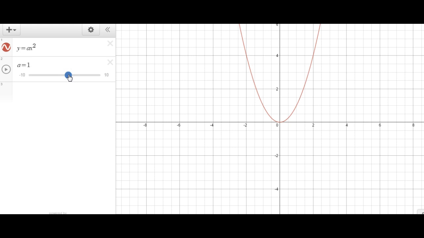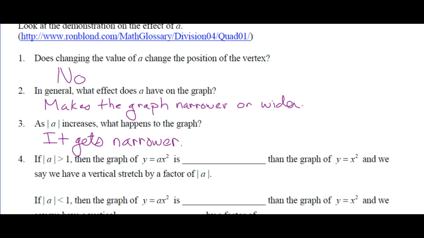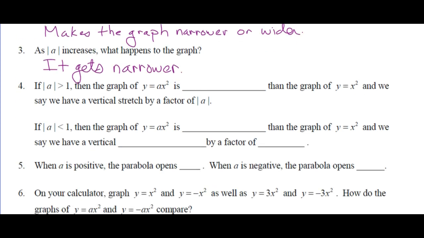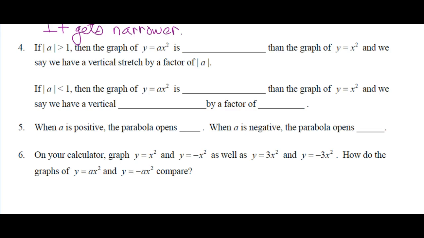Okay, so there's 1. Now what does it want us to do? So it's greater than 1. So the absolute value is greater than 1, then the graph of y equals ax squared is what? So as I go greater than 1, then it gets narrower, right? So if the absolute value of A is greater than 1, it doesn't matter if it's negative. In other words, if it's 2 or negative 2, it's just going to be narrower than the graph. And we say we have a vertical stretch by a factor of the absolute value of A.